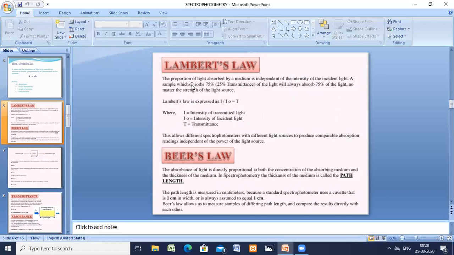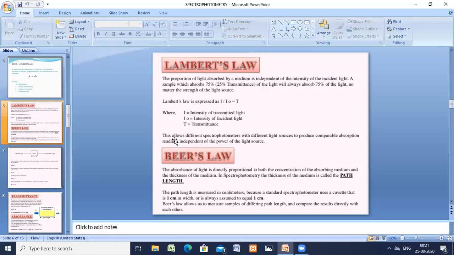Lambert's law: the proportion of the light that is absorbed by a medium is independent of the intensity of the incident radiation. If a sample absorbs 75% and 25% is transmitted, it will always absorb 75% of the light, no matter the strength of the light source. So it is expressed as I by I0 is equal to T.